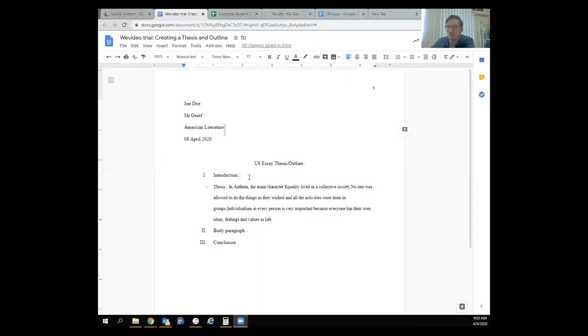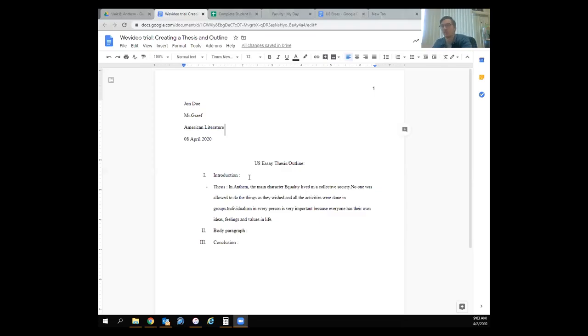So if you don't know what your thesis is and you're having a hard time trying to figure out what exactly you want to write about in Anthem, then that's where writing that first draft can come in handy. It can help you get your thoughts out on paper. It can help you narrow down what you want to write about. And in that sense, writing that rough draft first can help. But let's say you already have a good idea of what you want to write about.